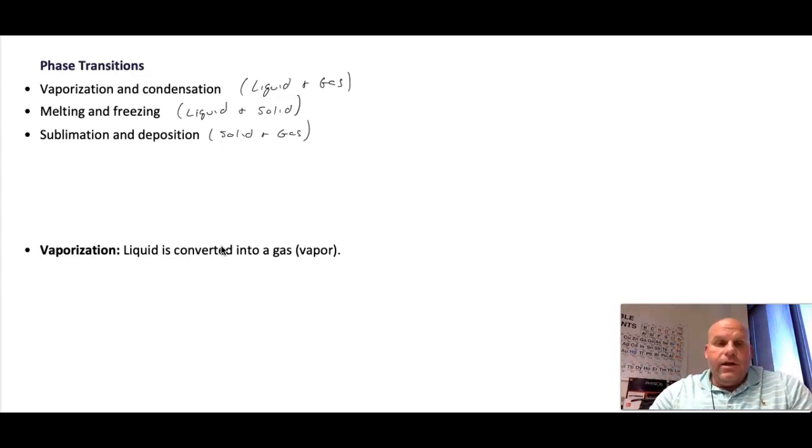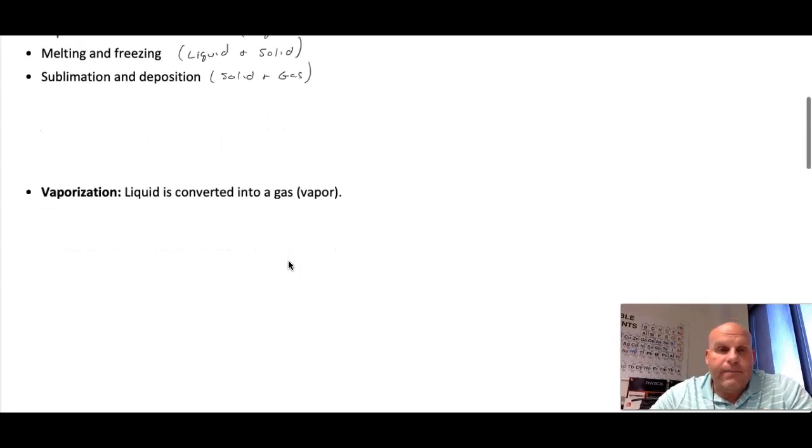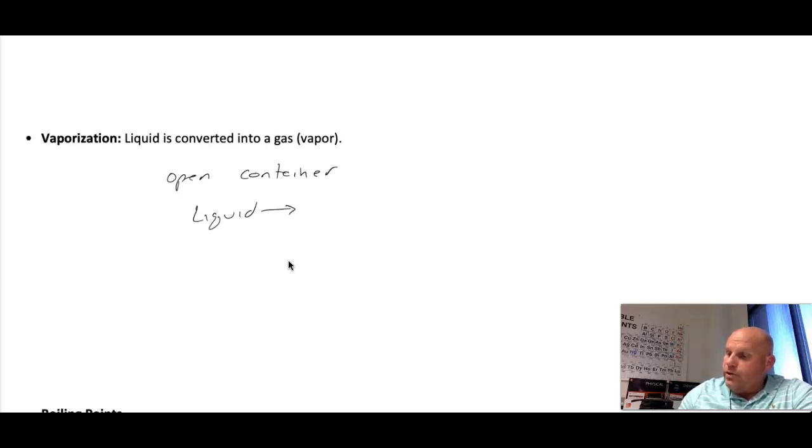All right, so let's take a little deeper look into some of these terms and some of these phase transitions, and we'll start with vaporization. So this is a liquid converted to a gas. This can occur in a couple of ways. First, we can think of this happening in an open container. If you leave a glass of water on the counter, over time the liquid will change to vapor to the point where all of the liquid has evaporated into the vapor or gaseous state.